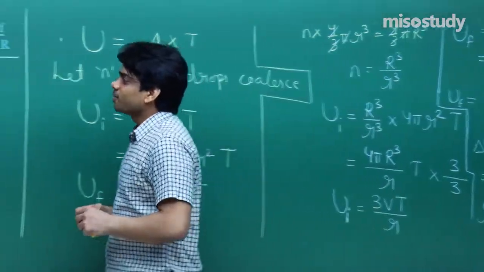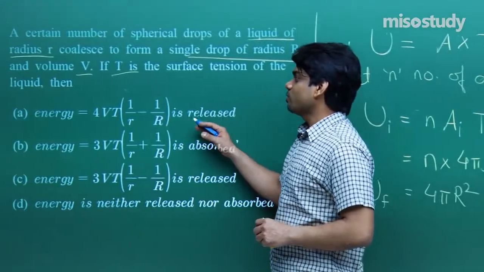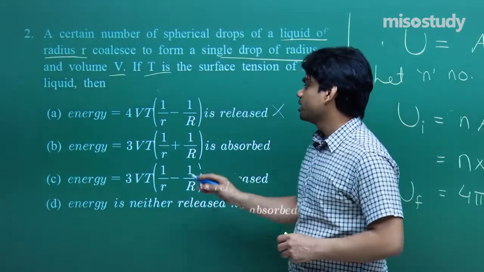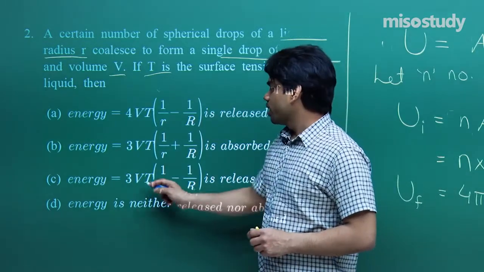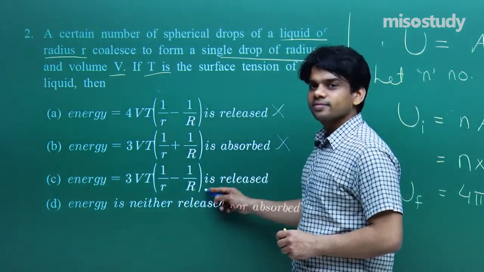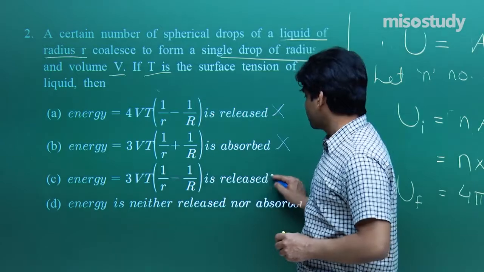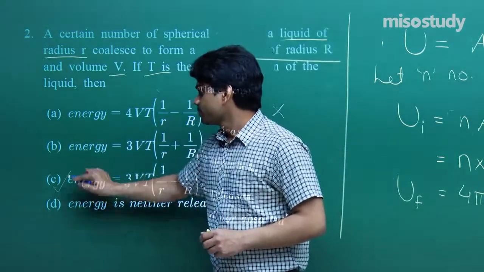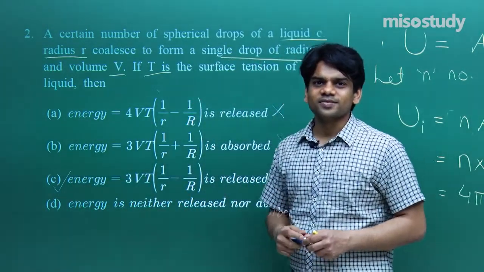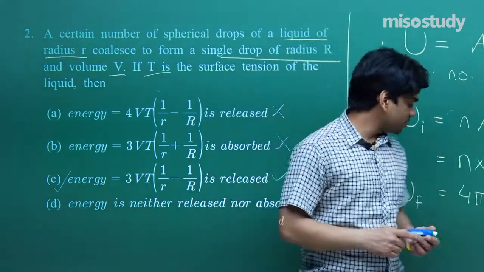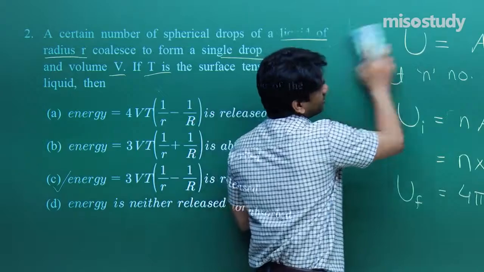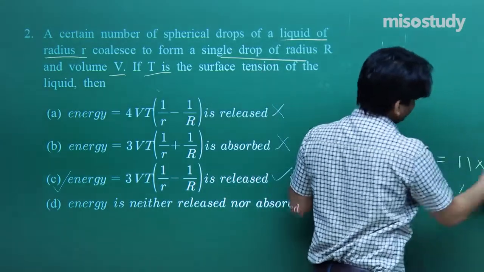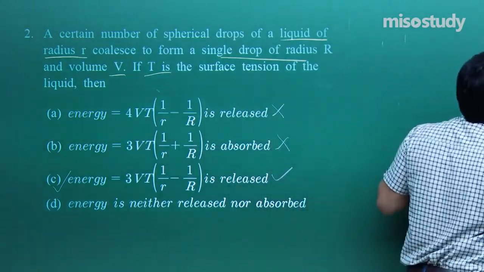Let's see the options. Energy equal to 4 V T times 1 upon r minus 1 upon R is released, no. Energy equal to 3 V T times 1 upon r plus 1 upon R is absorbed, no. Energy equal to 3 V T times 1 upon r minus 1 upon R is released. That's the right answer. I hope that you have understood how to solve this. You should accordingly move ahead stepwise and you will reach the right result.